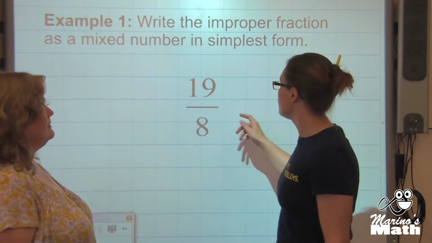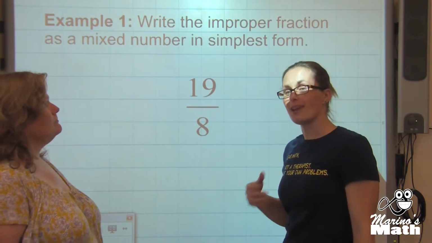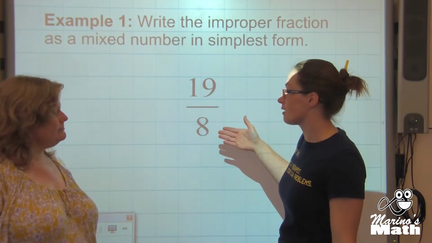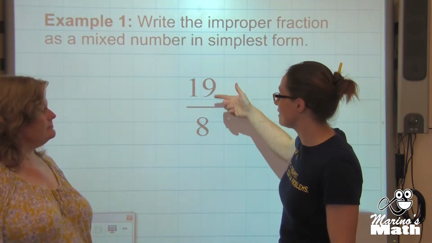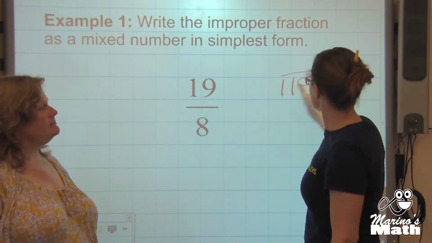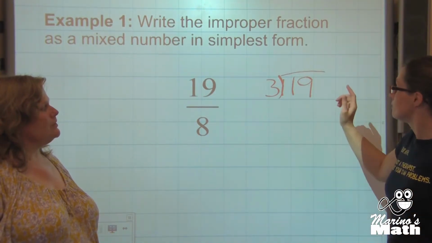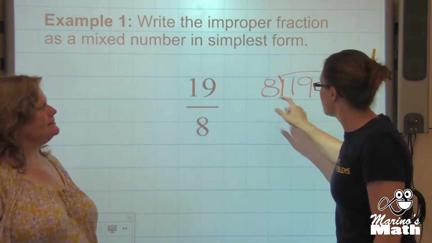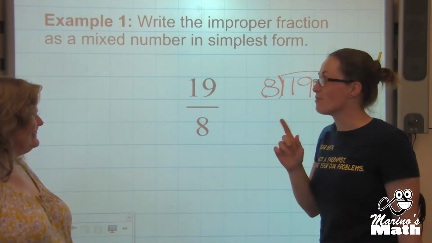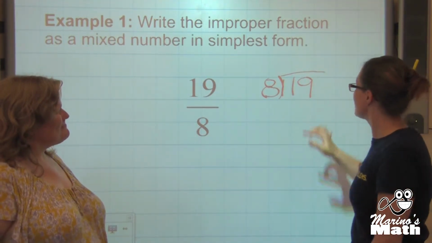So, what I know is that this is not just simply a fraction line. It is also a division line. So really, 19 over 8 is a fraction, yes, but really what it means is that we take 19 and divide it by 8. So I'm going to rewrite it as a division problem. 19 divided by 8. So 8 goes into 19 2 times.